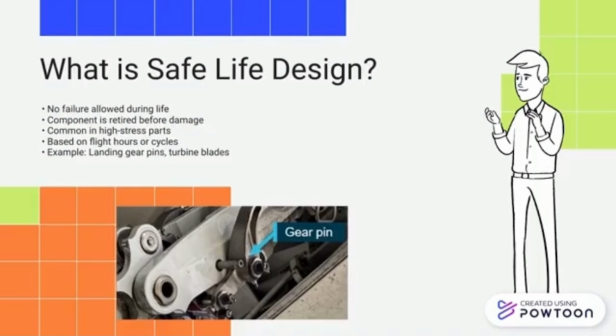In an aircraft, parts like landing gear pins, engine turbine blades, and critical bolts follow the safe life approach. These components undergo intense stress during every takeoff and landing. Because of this, engineers set a strict limit on their operational life, usually measured in flight hours or landing cycles. Once that limit is reached, the part is retired and replaced, even if it appears perfectly fine. This design approach removes any chance of failure by ensuring the component never gets close to its breaking point.